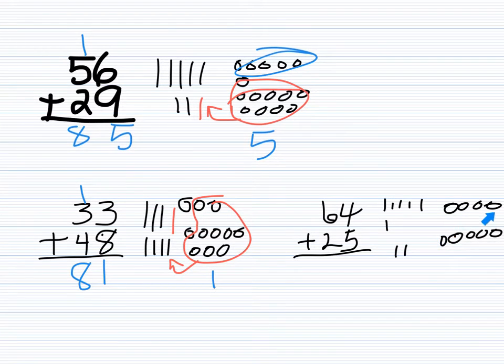Now on the other problem, you do not have enough to make a 10. So we do not need to move anything over. So all you would need to do is put a 9. Oops, sorry. And then we count 5, 6, 7, 8. So there is no regrouping on this one. So it's an 89.